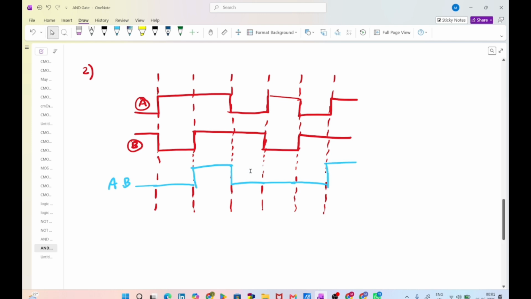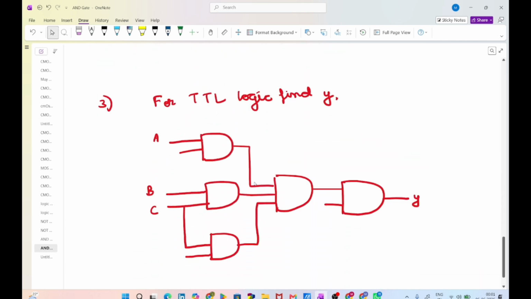Let's move to the next one. For TTL logic, find Y. First, we need to know what TTL logic is. I am explaining it in a simple way: you are seeing the non-connected terminal, right? In TTL logic, the input is active high, that means 1. If we move to ECL logic, the input is active low. That's it.